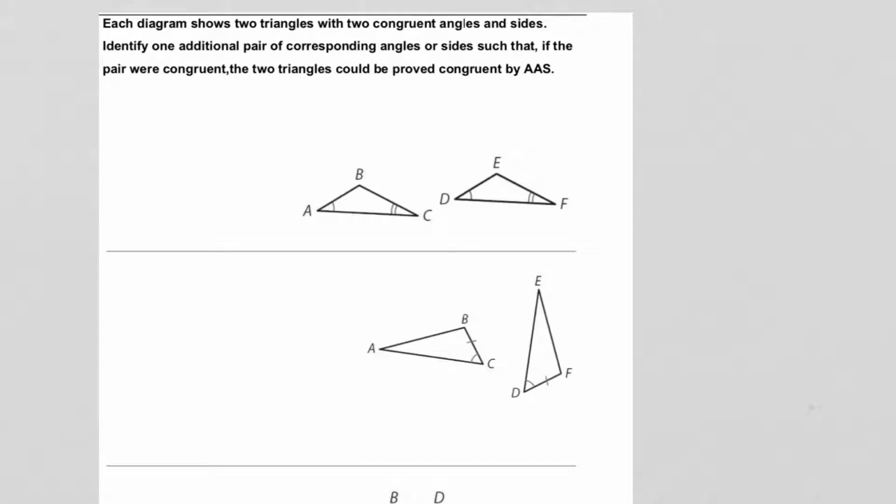Okay, so each diagram shows two triangles and two congruent angles and sides. Identify one additional pair of corresponding angles or sides such that if the pair were congruent, the two triangles could be proved congruent by angle side. So, okay, what do we got here? We've got an angle and an angle, so we got one angle. And now we have another angle and another angle, so we have another angle. Well, what's missing here? We need a side. Which side? Well, this would be the included side. So this is the side, if it's included, that doesn't work.